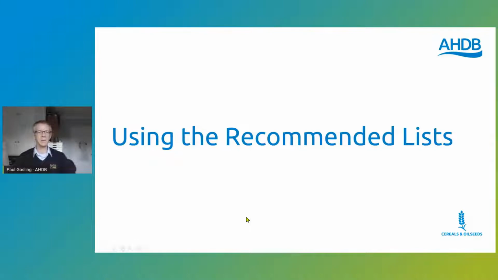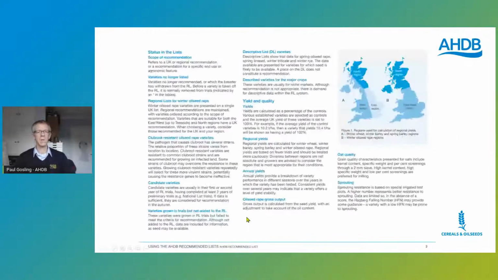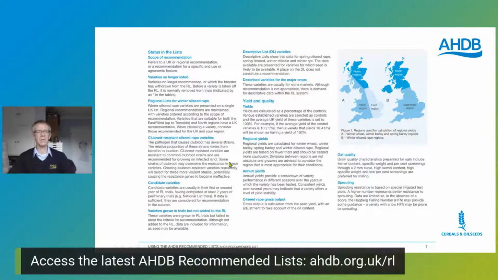So that's how the recommended list system works. I just got a few slides to give you some information on how to use the recommended list. So you probably won't be able to read much of that. This comes from the start of the recommended list booklet. This is also available on the website. There's some really useful information at the start of how to use the recommended list, what the different parts of the tables actually mean, and things like maps that show you where the different regions lie on the recommended list.